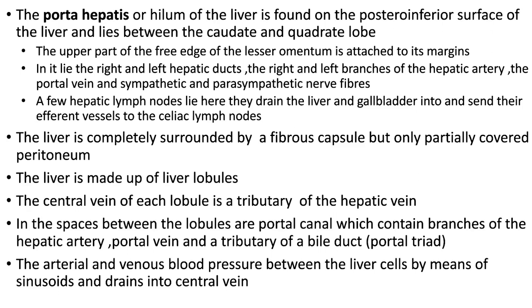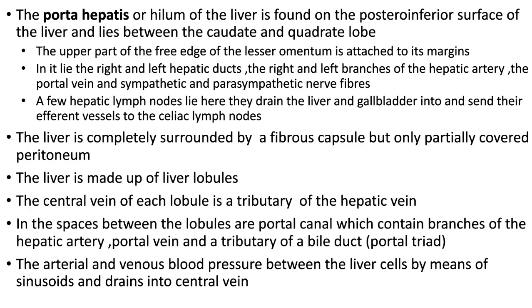The upper part of the free edge of the lesser omentum is attached to its margin. Through it pass the right and left hepatic ducts, the right and left branches of the hepatic artery, the hepatic portal vein, and sympathetic and parasympathetic nerve fibers. A few hepatic lymph nodes lie here. They drain the liver and gallbladder and send their efferent vessels to the celiac lymph nodes. The liver is completely surrounded by a fibrous capsule, but only partially covered by the peritoneum.